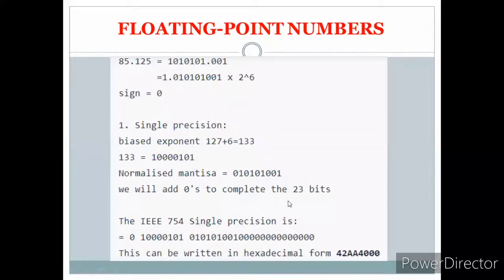The mantissa, as I said, is the remaining part. So write these numbers here. The sign is 0, then 133 we write here, then the mantissa, and the remaining bits are extended as 0. This can be written in hexadecimal as 4, 2. So 0100 is 4, 0010 is 2, next 1010 is A, then 4 000. So this is how the floating point number is represented.